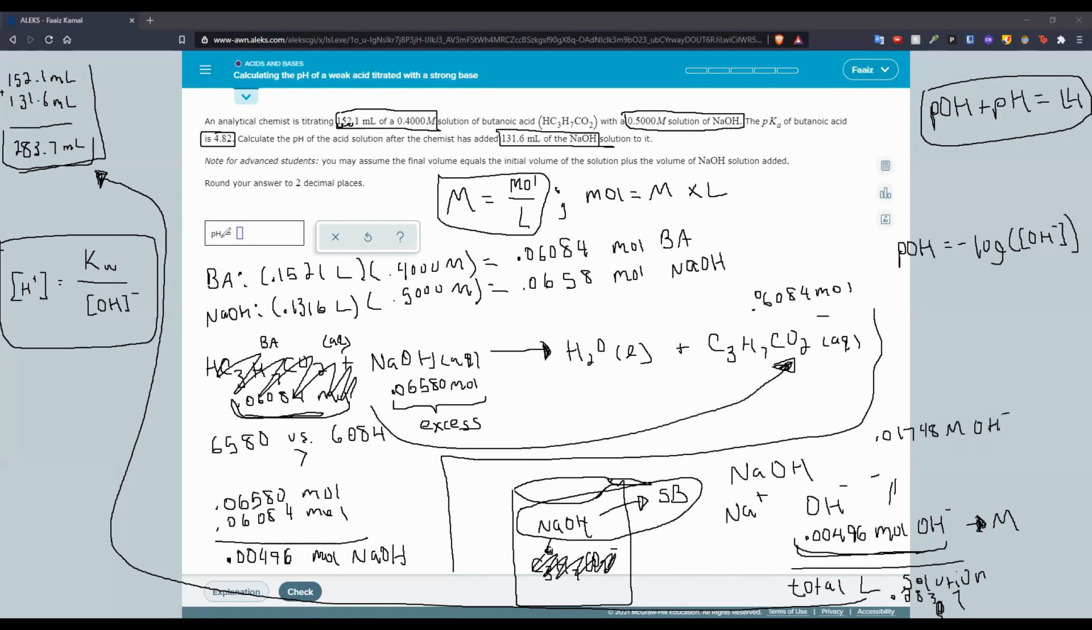And remember, the end goal is to find pH. So to do that, first you have to find pOH. pOH equals negative log of what we found, 0.01748. So pOH turns out to be 1.7573. And to find pH, you just rearrange this equation, and it turns out to be pH equals 14 minus pOH. So you just subtract this from 14. 14 minus 1.7573 equals 12.24.